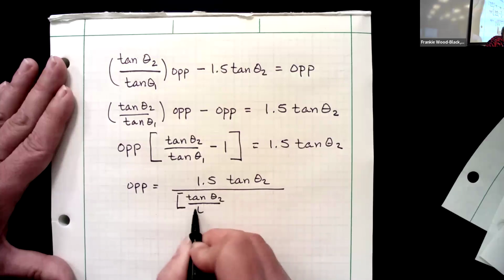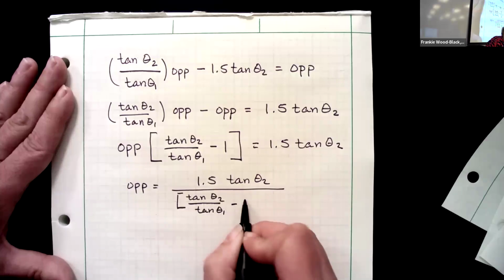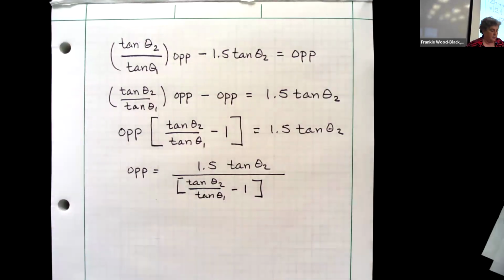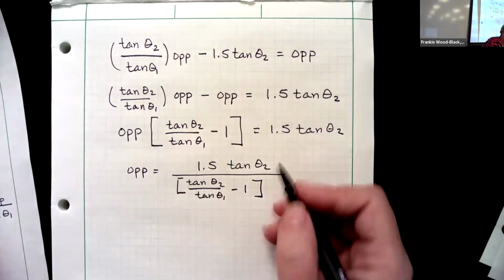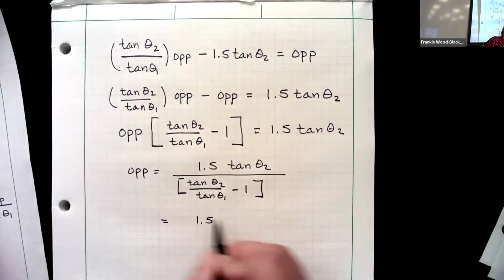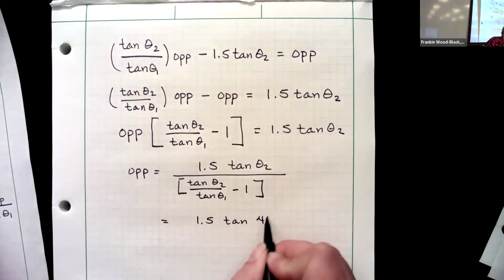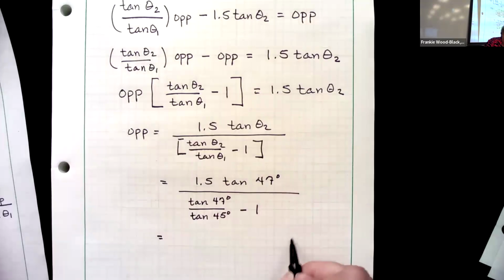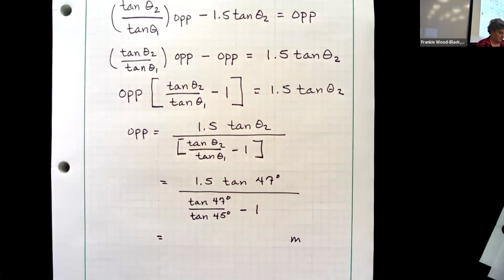Now, I wrote it out in all the gory details. You could have already plugged in the numbers and it may have made it a lot prettier to look at, a lot prettier to solve, but we're going to take care of this. So this is going to be 1.5 tangent of my 47 degrees divided by tangent of 47 degrees over tangent of 45 degrees minus 1. This is meters, so I'm going to be in meters. So we've got that there.